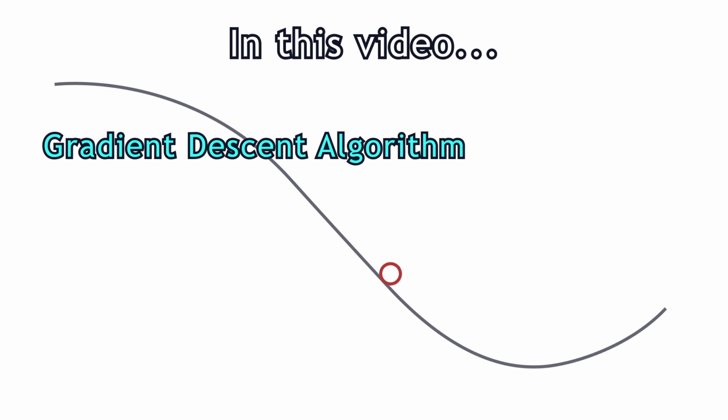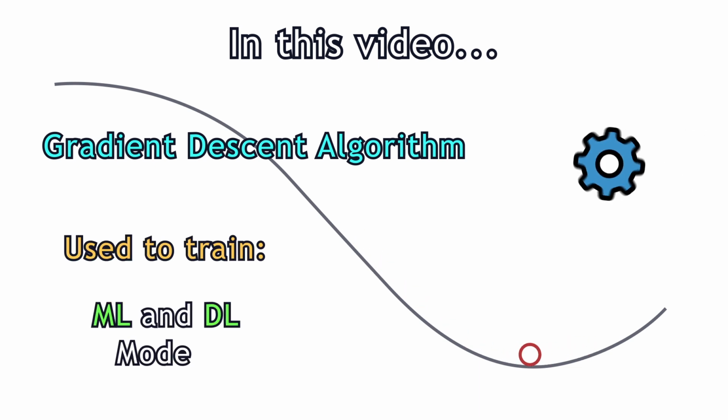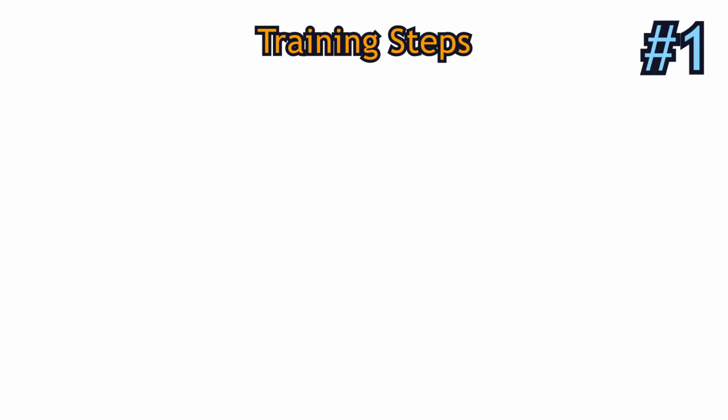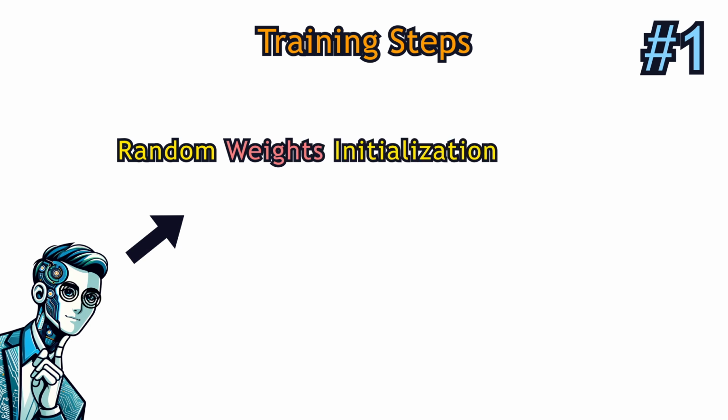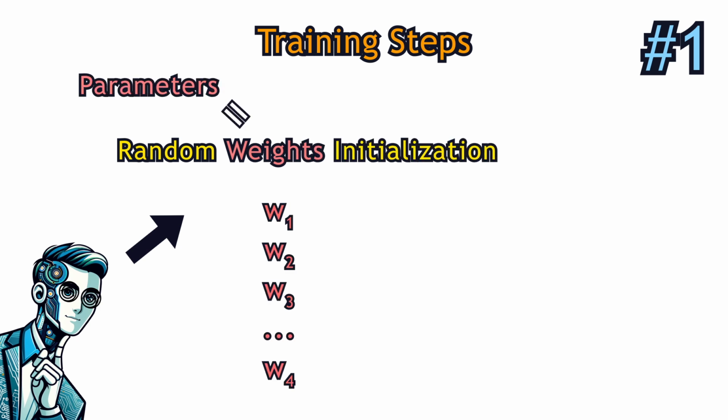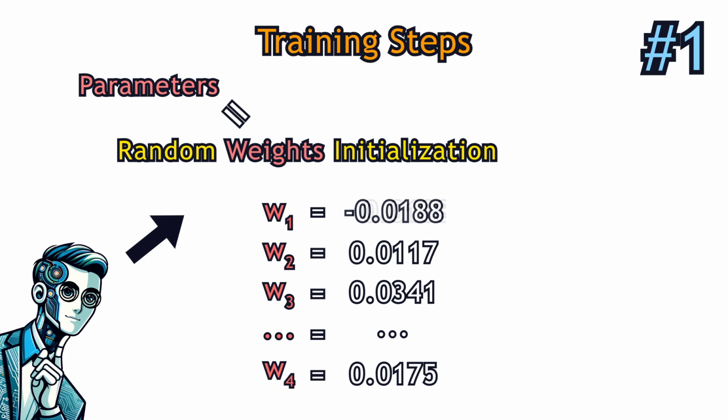In this video, we will explore the gradient descent optimization algorithm, which is primarily used to train most of the machine learning and deep learning models. To train a machine learning algorithm, you do the following. Firstly, you initialize the model with random parameters, weights. Those parameters are often taken as small, random numbers.